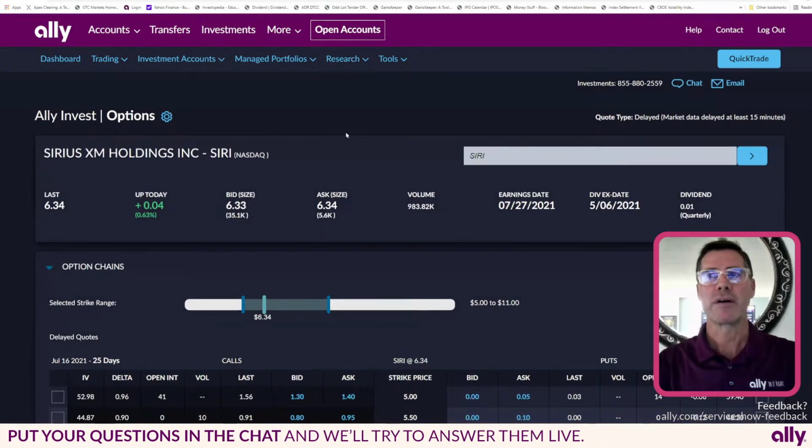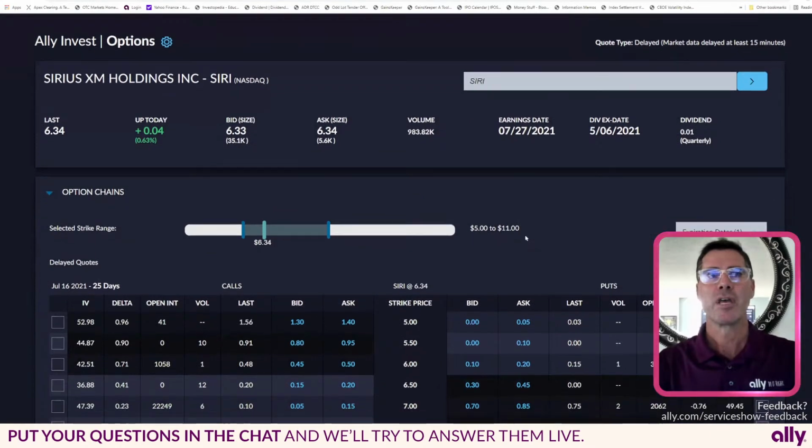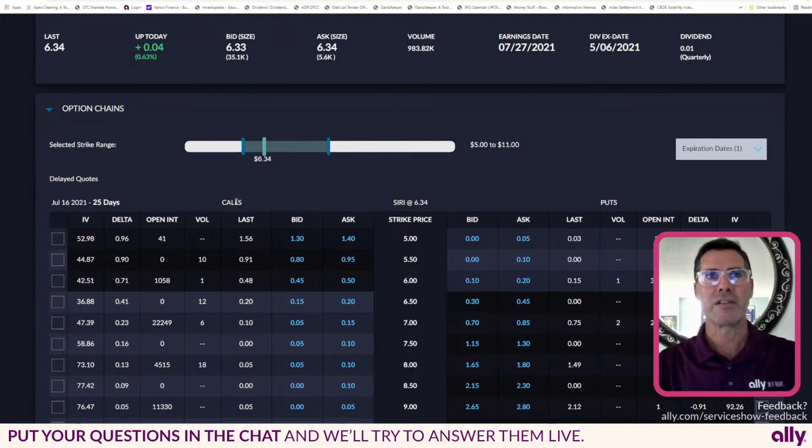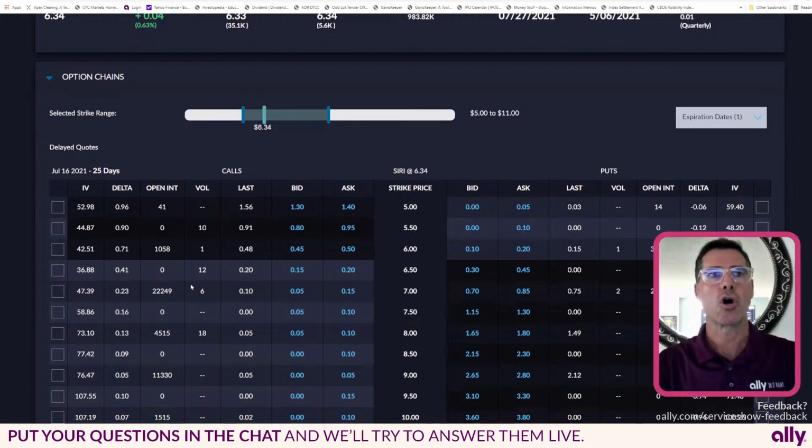Now, for test purposes, we've got Siri as our stock here. What we've got here is the option chain for the stock that we're going to both purchase and sell a call against. Calls are on the left-hand side, as you see here, and the stock's trading at 6.34. So let's say we're going to sell a $9 call.